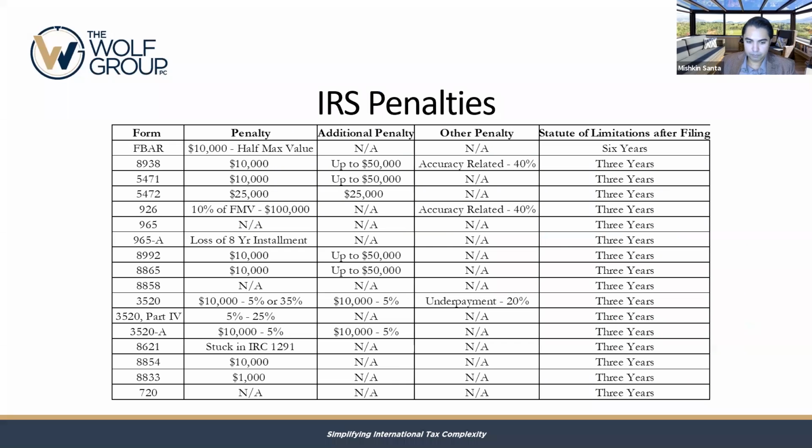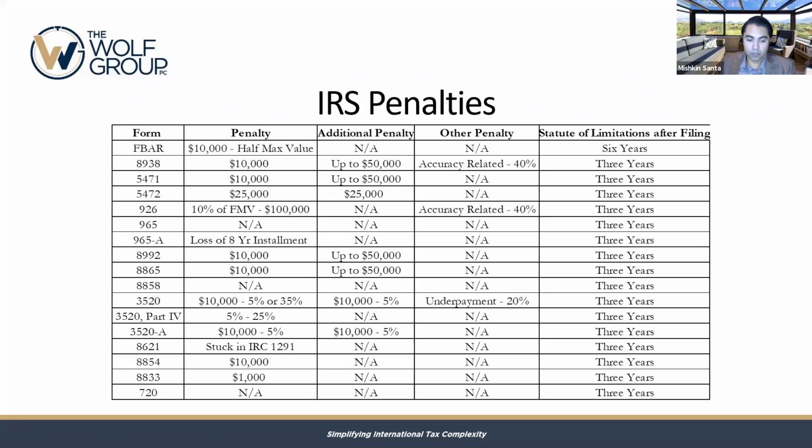And speaking of penalties, again, another soapbox moment here. This is just a breakdown of all the potential penalties by international form. The IRS loves their $10,000 penalties. I mean, that's pretty much the standard for each form. And hopefully this will give you a good example of what the potential liability could be for getting an international form done incorrectly.